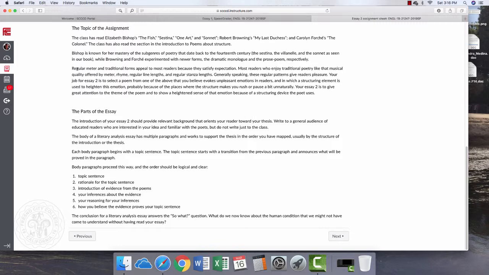You have seen, I think especially with Shakespeare, the way that regular meter lulls the reader. It's pleasing, it's pleasant, kind of like a lyric, kind of like a song. We get accustomed to that little pattern, that little pace. We get in the groove. Most readers who enjoy traditional poetry like that musical quality. Generally speaking, these patterns give readers pleasure.